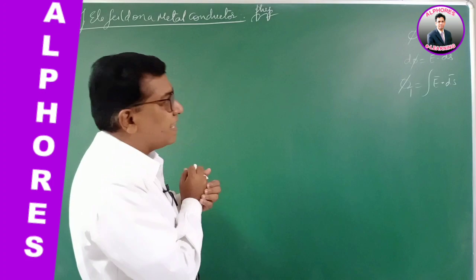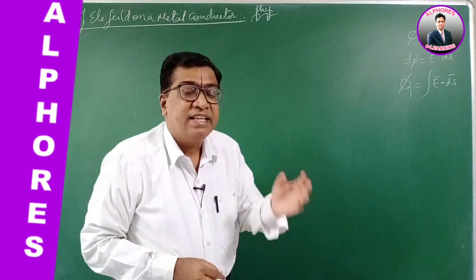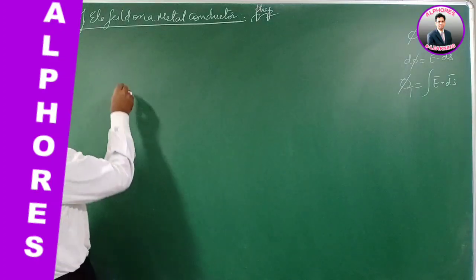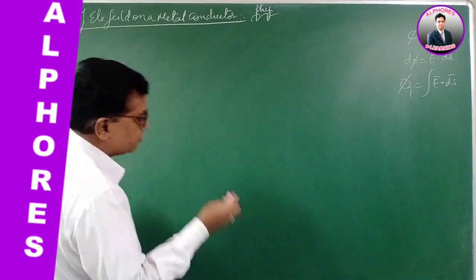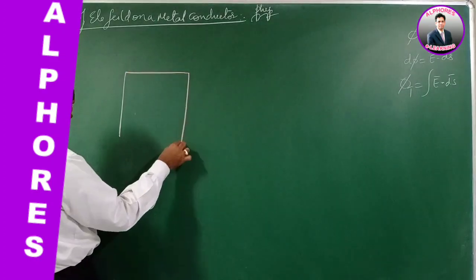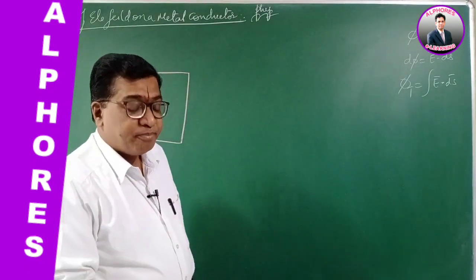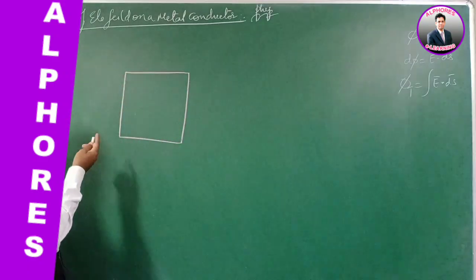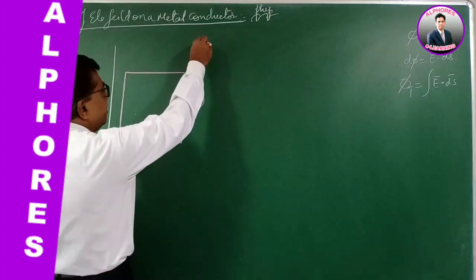Now let us understand what will happen when I place a metal conductor in an electric field. Consider a metal conductor; let me imagine a metal block. Suppose this is a metal block. Now it is placed in an electric field. I am placing this in a uniform electric field. There is no compulsion; it can be any field, but let me take a uniform electric field.